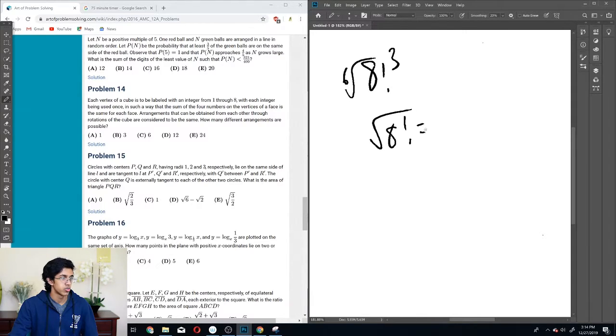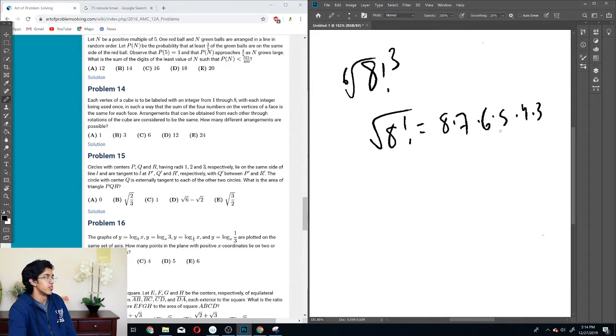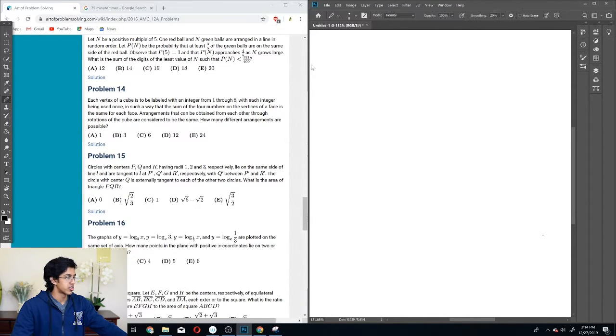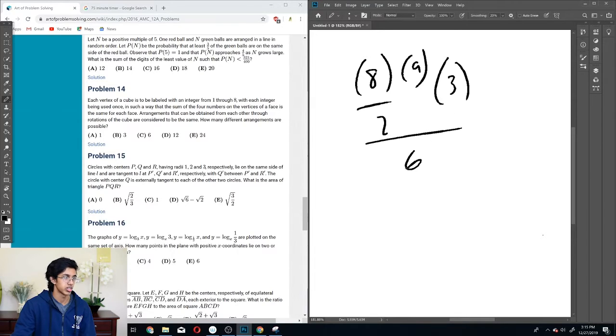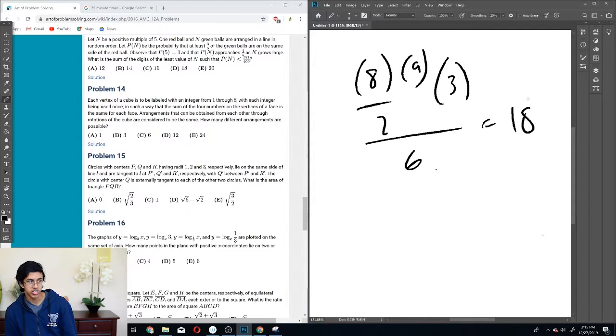So 8 factorial is equal to 8 times 7 times 6 times 5 times 4, wait, no. This is wrong, hold up. Oh, sum, whoops, not product. Okay, so the sum is going to be 8 times 9 over 2, so that's the sum of 1 through 8. And then we're going to multiply it by 3 because each vertex is part of 3 faces, and then if we want it per face, we have to divide by 6. So it's going to be 72 over 4, which is just 18. So each face has to sum to 18, alright?